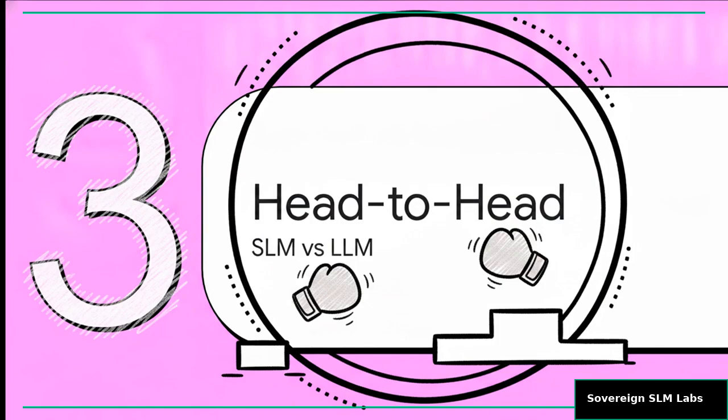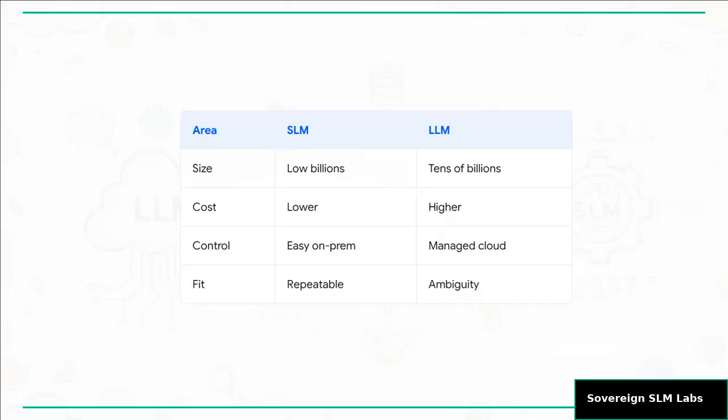Which brings us to Section 3, head-to-head. SLM versus LLM. Let's see exactly how they stack up. Now, what's really interesting about this is the clear proof of where each model wins. Look at the model size. SLMs are in the millions to low billions, while LLMs are tens to hundreds of billions. Because of that, SLMs win dramatically on lower inference costs. And for data control, it's a game changer. SLMs are super easy to run on-premise or in a private cloud, keeping your data totally secure under your sovereignty, whereas LLMs usually require managed cloud access. So the best fit? SLMs take the crown for high-volume, repeatable tasks, while LLMs are your go-to for complex, multi-domain ambiguity.